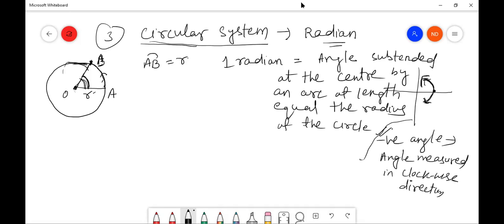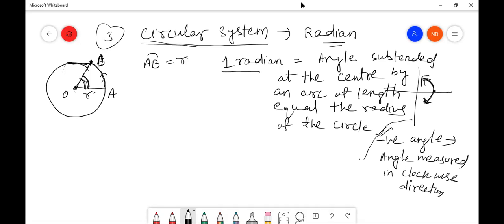So is it clear? Now let's go like this. Using this concept, suppose the length of the arc is L and the radius is R. Then 1 radian is equal to this. Is there any relation between arc length and the radius of the circle? Let's see that.